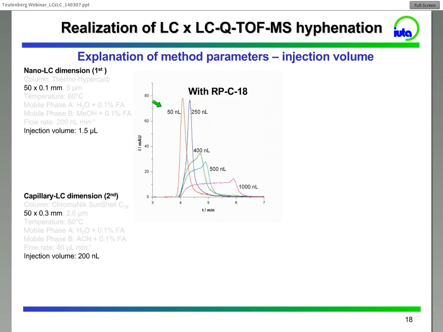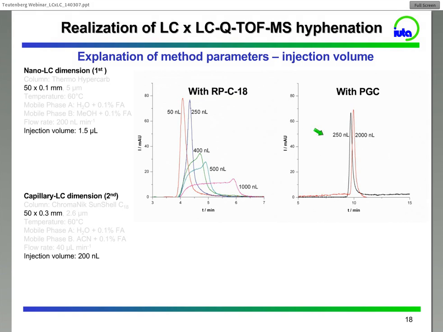If we just increase the injection volume up to 1000 nanoliter, you see that the peak here completely deteriorates. So this compound was a dead time marker in classical RP-C18 chemistry. And you see that just increasing the injection volume will not help to increase the limit of detection. So if we instead use the PGC column, you can see that clear peak focusing is possible even for compounds which are not retained on classical C18 materials. And we can increase the injection volume up to 2000 nanoliter without any peak deterioration.